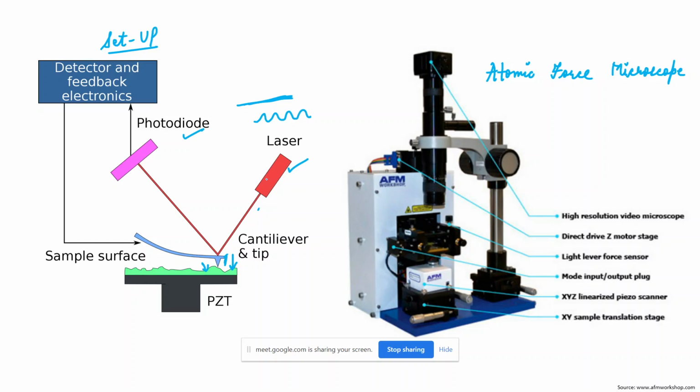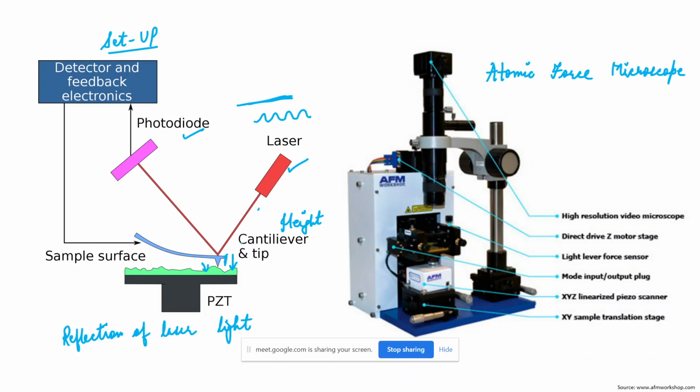So here, according to the topography of your surface, the reflection of your laser light will change. Depending on what kind of reflection and what amount of reflection of your incoming laser light, you can indirectly understand the topography of the surface. So the height of the cantilever will also change in response to the height of your surface.